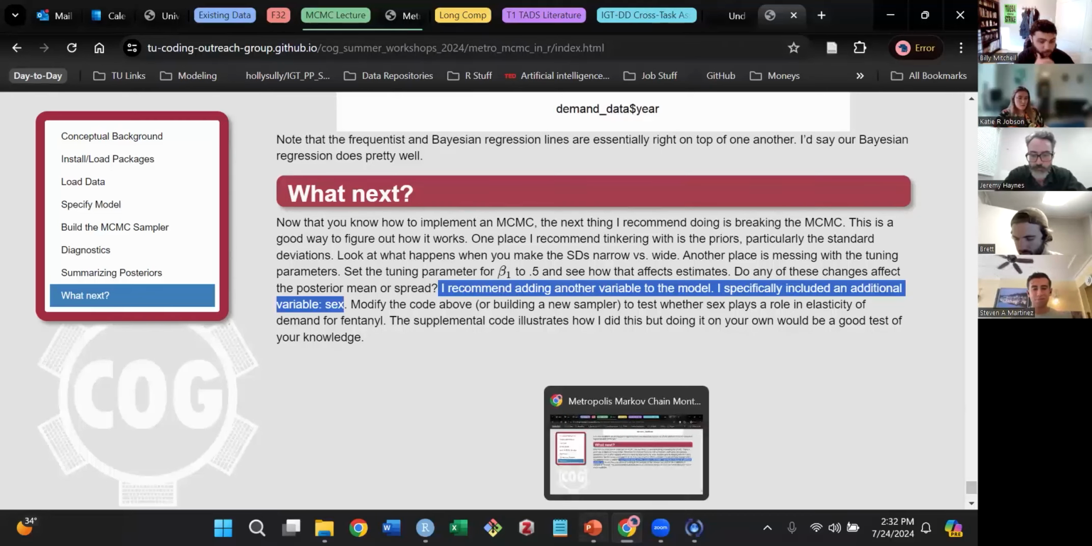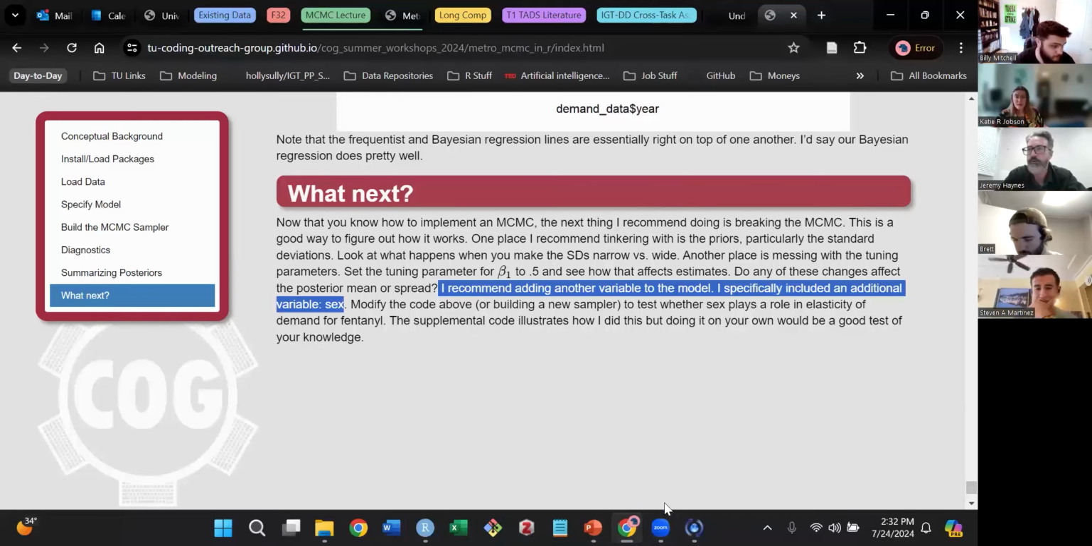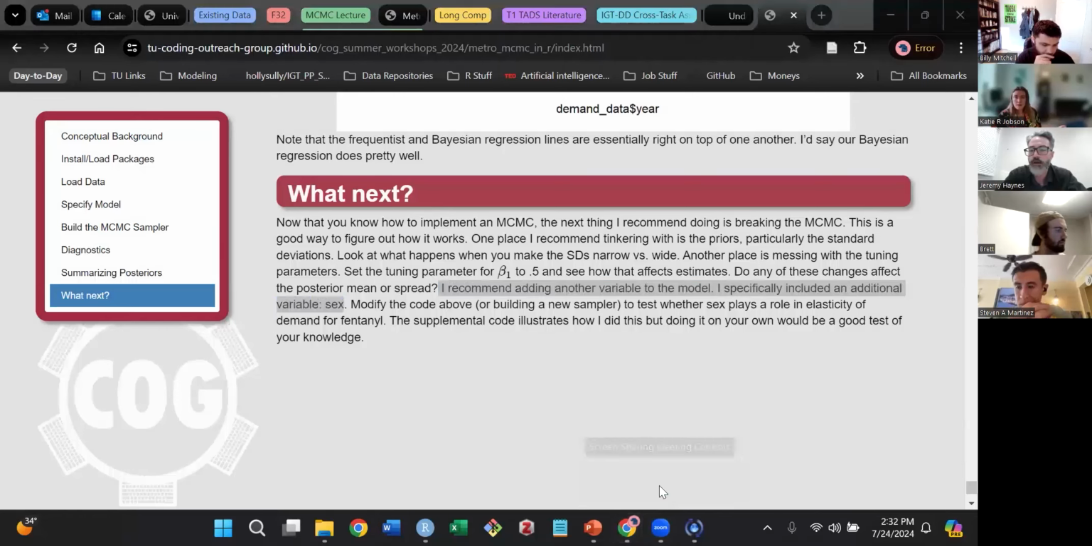Okay. For the sex variable, is that like adding it into the model or having it be a completely separate model for the elasticity? Sorry, say that again. Is it being like a completely separate model, like its own, just B0, B1, or is it adding an additional variable into the model? I would add it in the model. Okay. To turn it into a multiple regression.